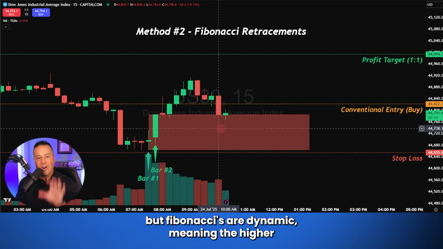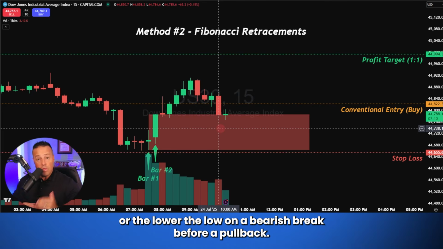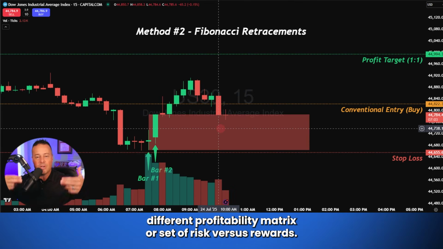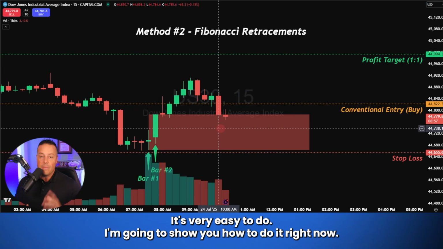But Fibonacci levels are dynamic, meaning the higher the high on a bullish break before a pullback, or the lower the low on a bearish break before a pullback, that's going to give us a different set of entry points and a completely different profitability matrix, or set of risk versus rewards. Now, there are a couple of keys you need to remember before using this strategy. It's very easy to do. I'm going to show you how to do it right now.